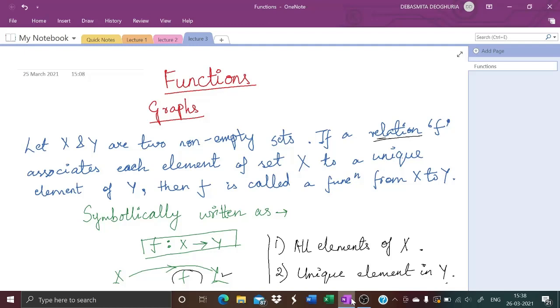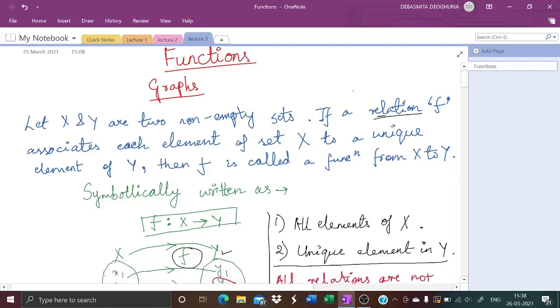So let's start. Today I have written everything for you, because if I write while teaching, it takes a lot of time, and in that way our syllabus won't be completed. So today I have written everything. I will be just explaining the things.